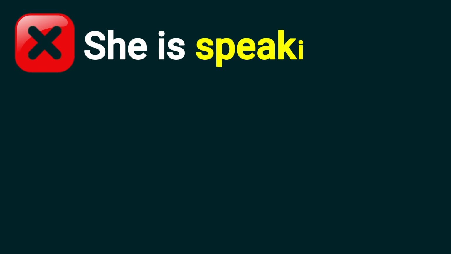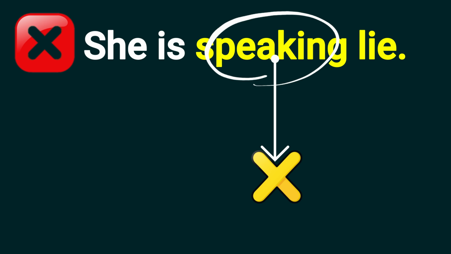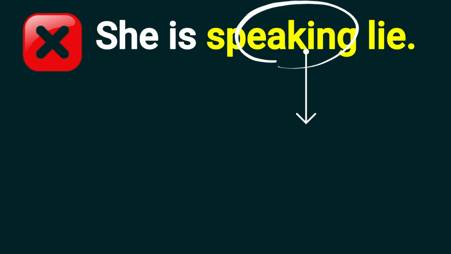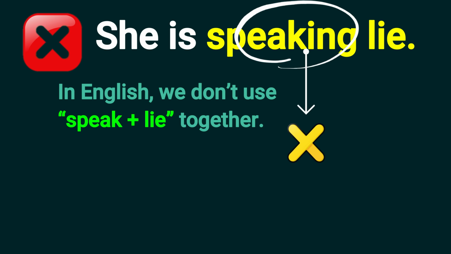Number 1. She is speaking lie. So let's find out the mistake in the sentence. Here, using of speaking is wrong. So let's find out the reason. Using of speaking is wrong because in English we do not use speak plus lie together.